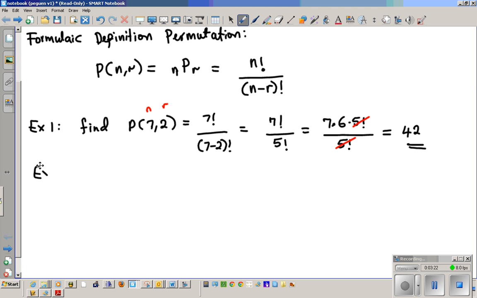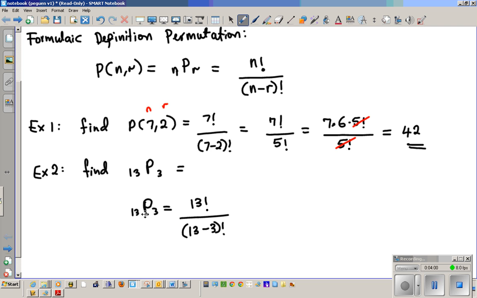Example 2. Find 13P3. Okay? Let's find that. Well, this one is exactly the same as that. Just remember the first one is n, the second one is r. So using this definition, let me write it down here, 13P3. This is n right here, this is r. So we're going to have 13 factorial over (13 minus 3) factorial.